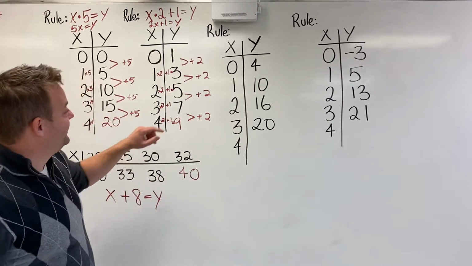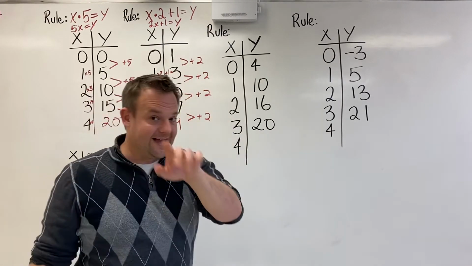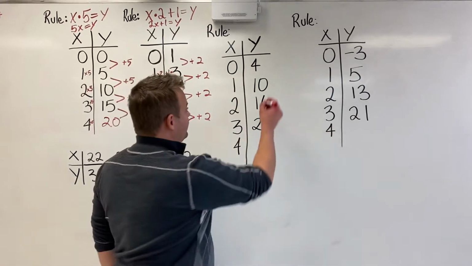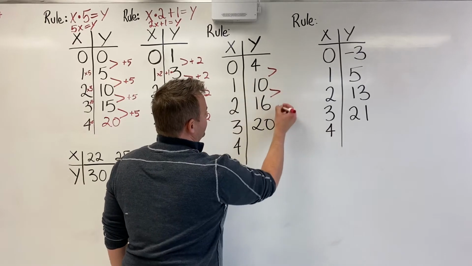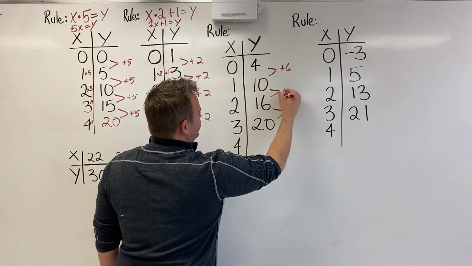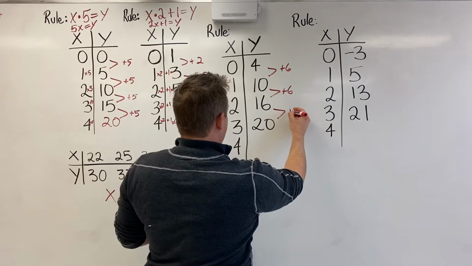Look. Is this going in sequence? 0, 1, 2, 3, 4. Yes, it is. Because it's going in sequence, I can then find a pattern here. What are we going by? 4 to 10 is adding 6. That's adding 6. And this should be adding 6.